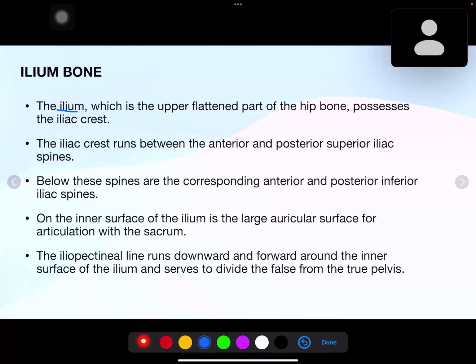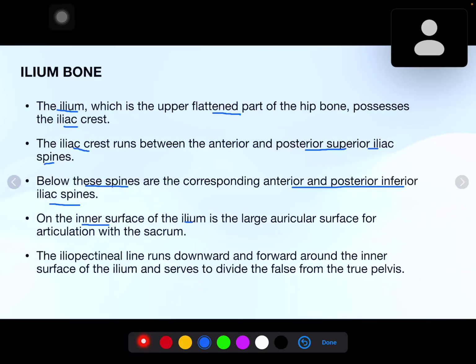See, this is the ilium bone. The ilium is the upper flattened part of the hip bone. It possesses the iliac crest. The iliac crest runs between the anterior and posterior superior iliac spines, and below these spines are the corresponding inferior iliac spines. Both anterior and both posterior inferior iliac spines.